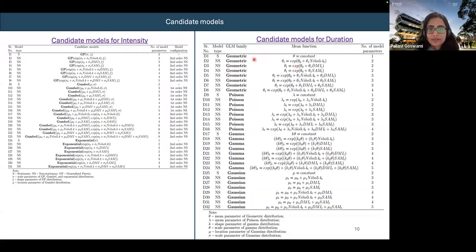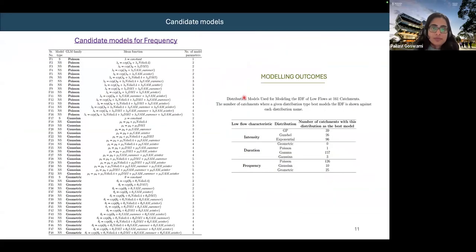I've picked different distributions depending on existing literature, what is generally used to fit duration data, and also what is generally used for fitting frequency data. So I chose those distributions accordingly. And then again, like I showed in the previous slide, all possible combinations in terms of how the parameters of the distribution could be varying.